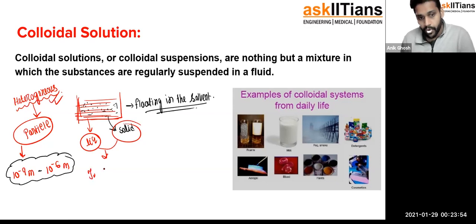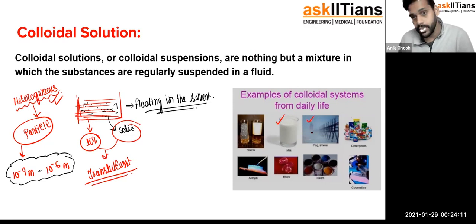I have already told you about these colloidal solutions. These are mainly translucent in nature. You can see there are so many pictures over here: milk is a colloidal solution, fog is a colloidal mixture. It is a little bit translucent, isn't it? Detergents are colloids, and foams are colloids. Apart from that, gels are colloids, blood is a colloid.